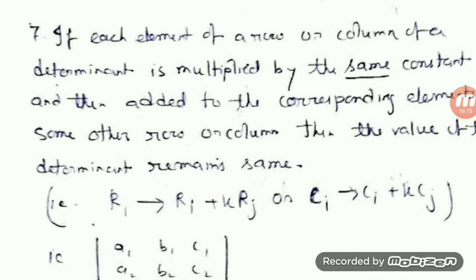Actually, this property is similar to the third elementary transformation. Here you see, suppose we have selected Ri. Ri is changed to Ri plus K Rj. That means I multiplied that jth row by k and then added it to the ith row. Then Ri is changed by this. The same is true for columns also.